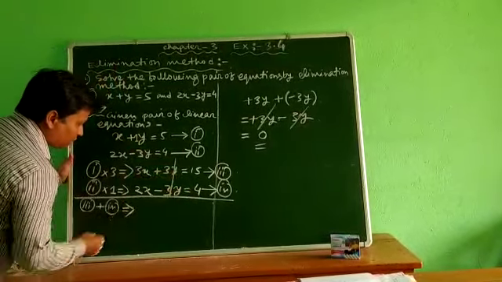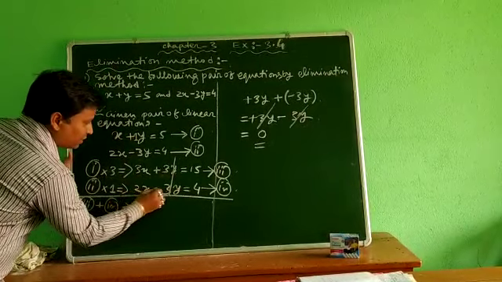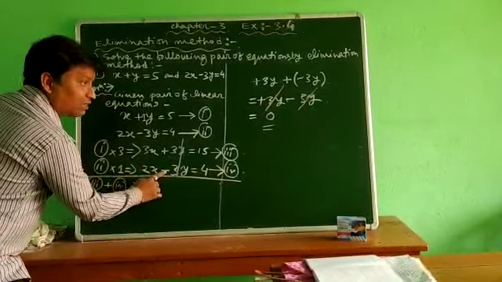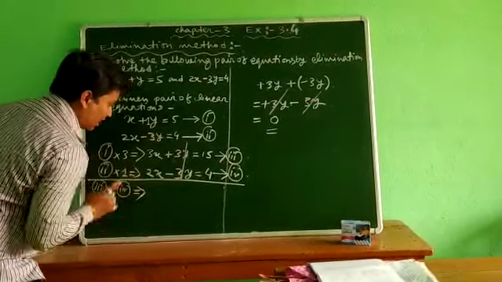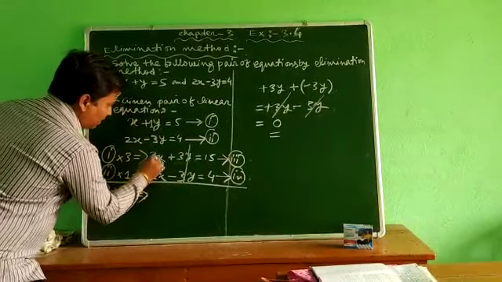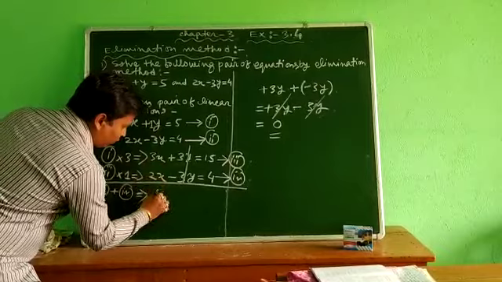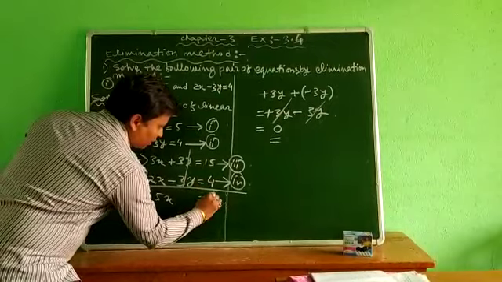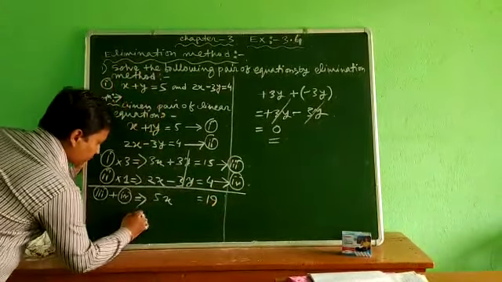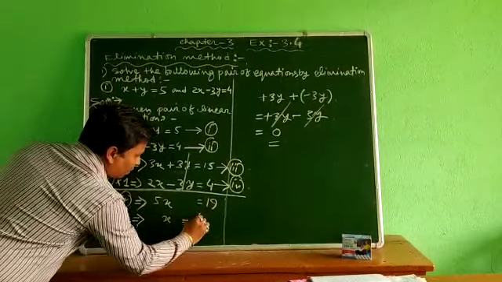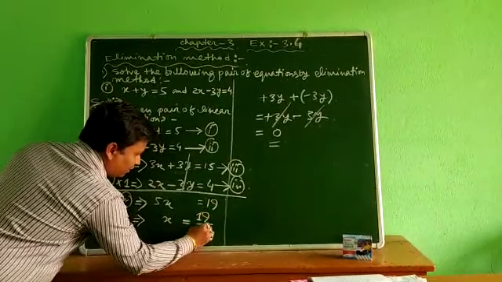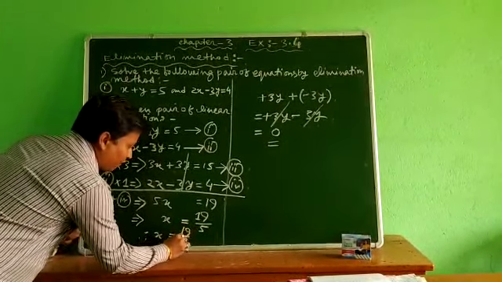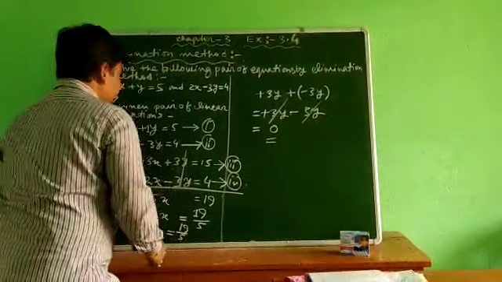So after removing y terms, 3x plus 2x equal to 15 plus 4, 5x equal to 19. Then you get x equal to 19 by 5. So x value 19 by 5 we are getting.